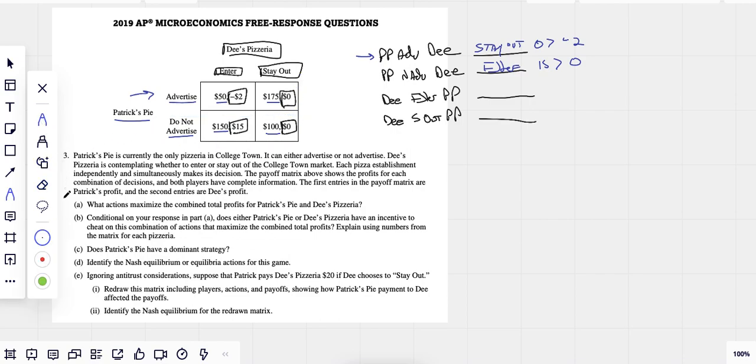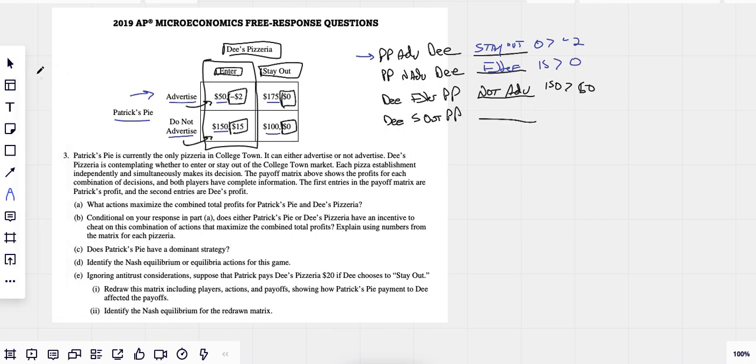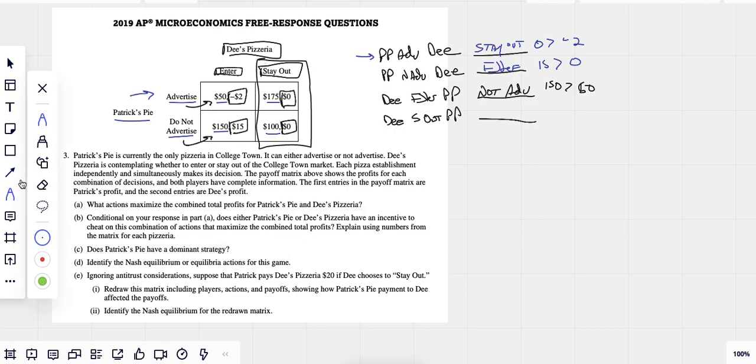Now instead, let's say that D decides to enter. Patrick Pie has two choices, to advertise or to not advertise. So they're going to choose to not advertise, as 150 is greater than 50. Instead, let's say that D chooses to stay out. If D chooses to stay out, Patrick Pie can either choose to advertise or not advertise. It looks like advertising wins because 175 is greater than 100.